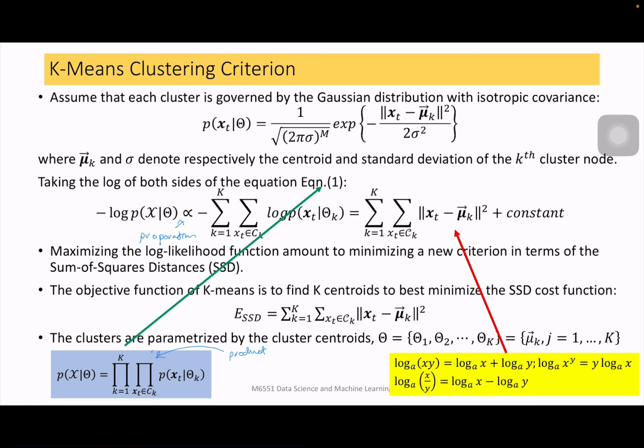So maximizing that likelihood is equivalent to the criterion in terms of the sum of square distance, SSD. The objective function of k-means is to find the centroids that best minimize the SSD cost function, where the estimate of SSD is equal to the summation from k equals 1 to K and the summation of xt encompassing Ck of the absolute of xt minus mu k squared. So the clustering parameters are the centroids, theta equals theta 1, theta 2 to theta K. So this is the k-means clustering criteria.